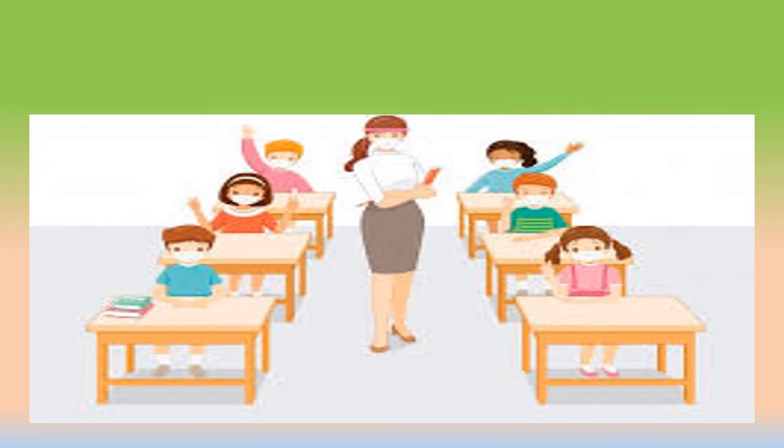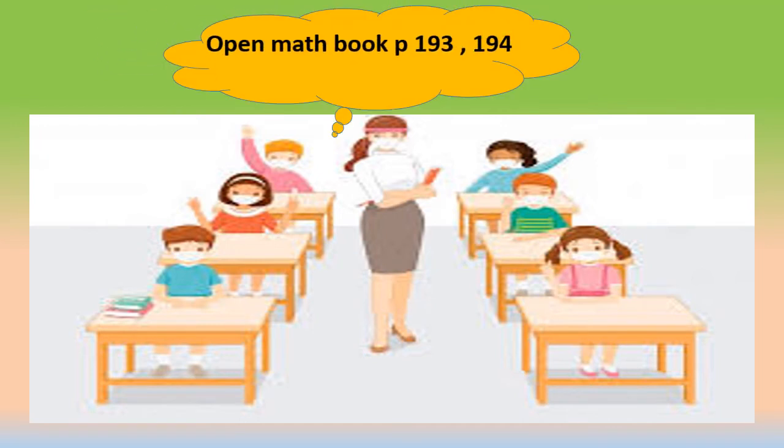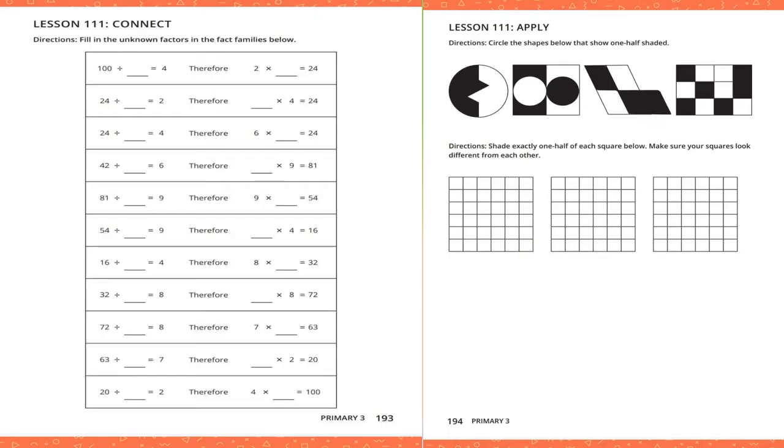Open math book page 193 and 194. Open math book page 193. Directions: fill in the unknown factors in the fact formulas below. The first one here: 100 divided by what equals 4? 4 times 25 equals 100. So 100 divided by 25 equals 4.